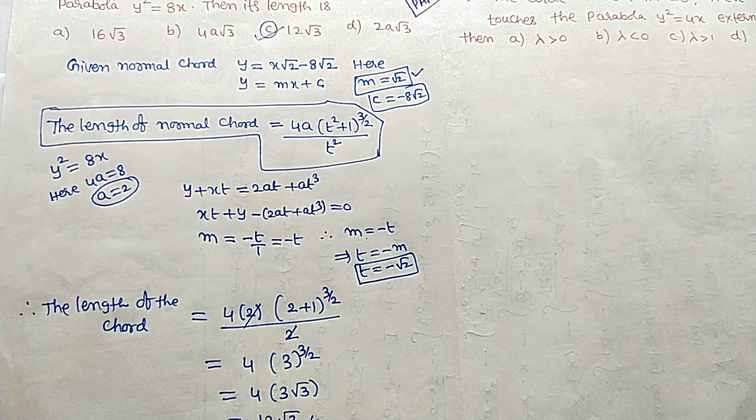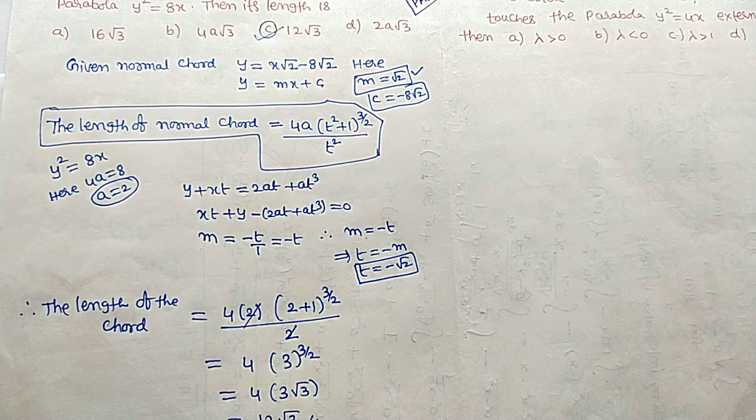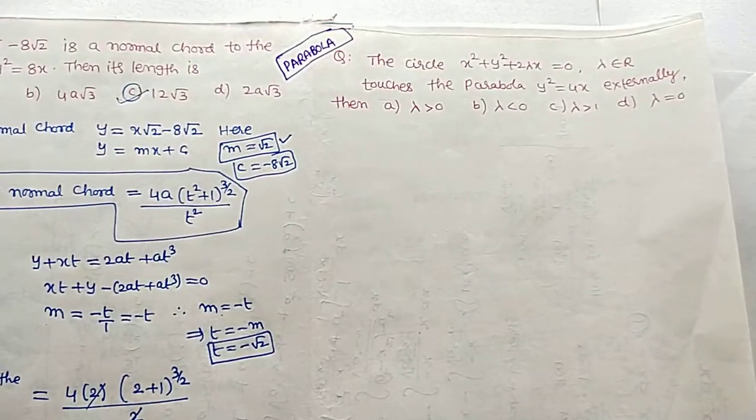So the previous question and this question, what is the difference? Here it is an indirect question. The previous one is a direct question. This is an indirect question, just a little change. You have to observe that. We'll move to the next question, the last question in this session.